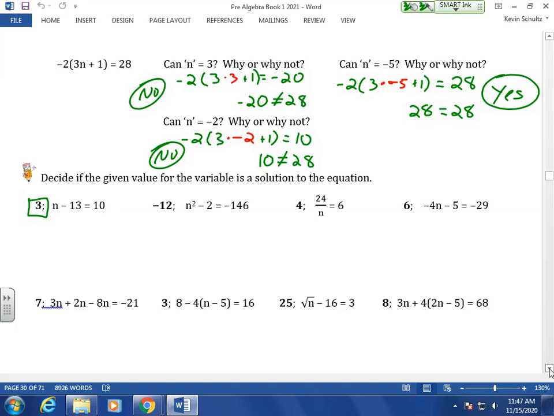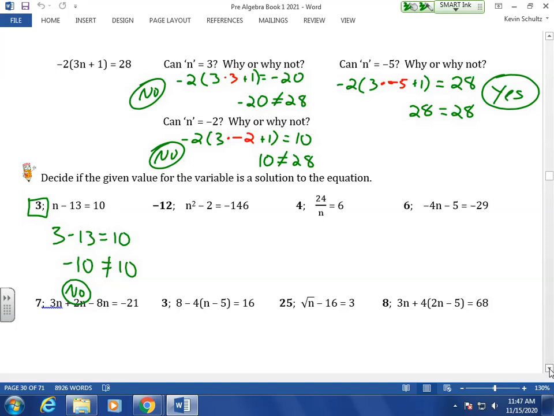And I need to see you actually plugging this in and testing it. So for your work here, I didn't give you this much space just to write no really, really big. I need to see that you have plugged 3 in for the variable. 3 minus 13 equals 10, and then 3 minus 13 equals negative 10. Nope. Then you could write no, because negative 10 does not equal 10.